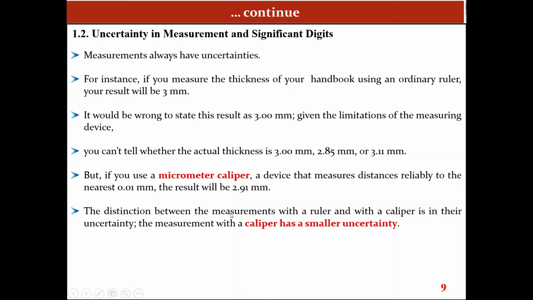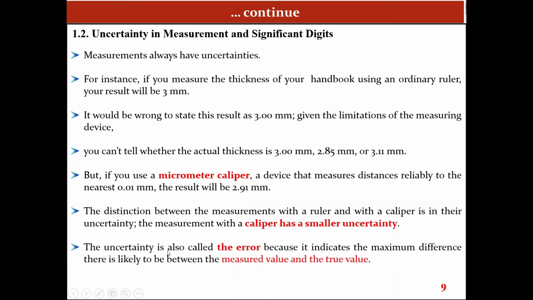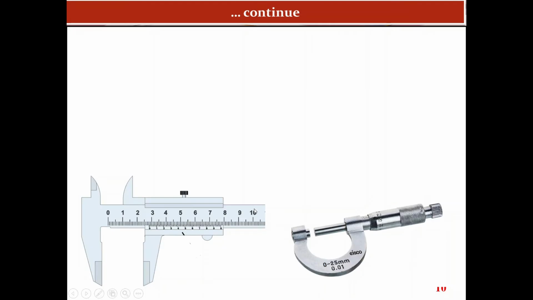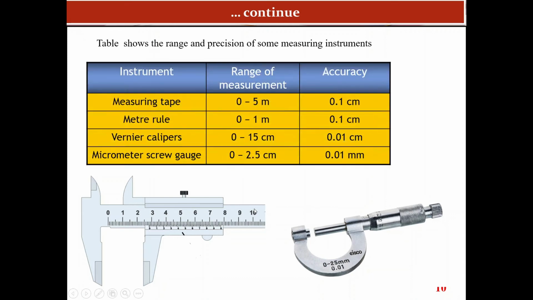Okay. So the uncertainty is also called the error because it indicates the maximum difference there is likely to be between measured value and the true value. Now let's proceed to the next. So the uncertainty, error. Based on this one, we have a division like this one. The table shows the instruments. Before, we saw the different systematic error and random error. Now let's see the instruments with range of measurement and their accuracy.